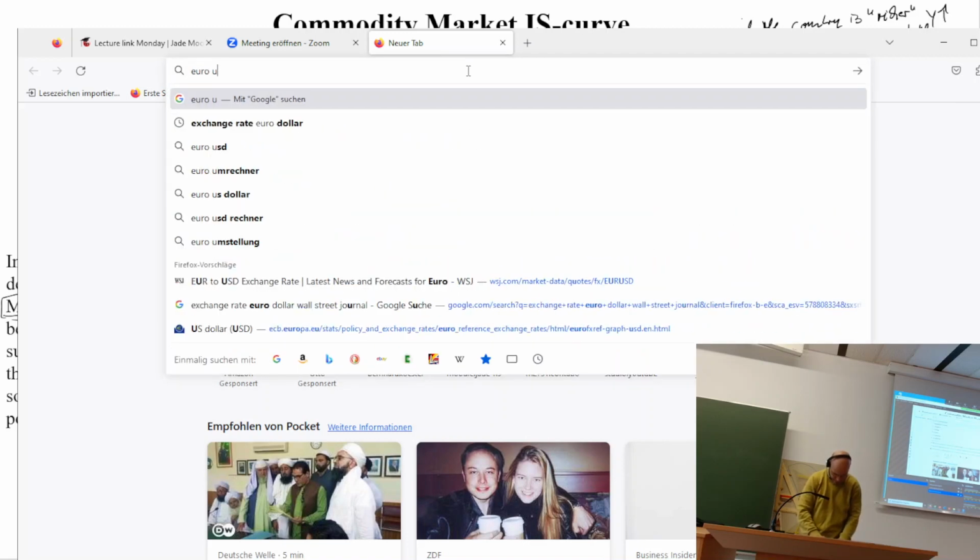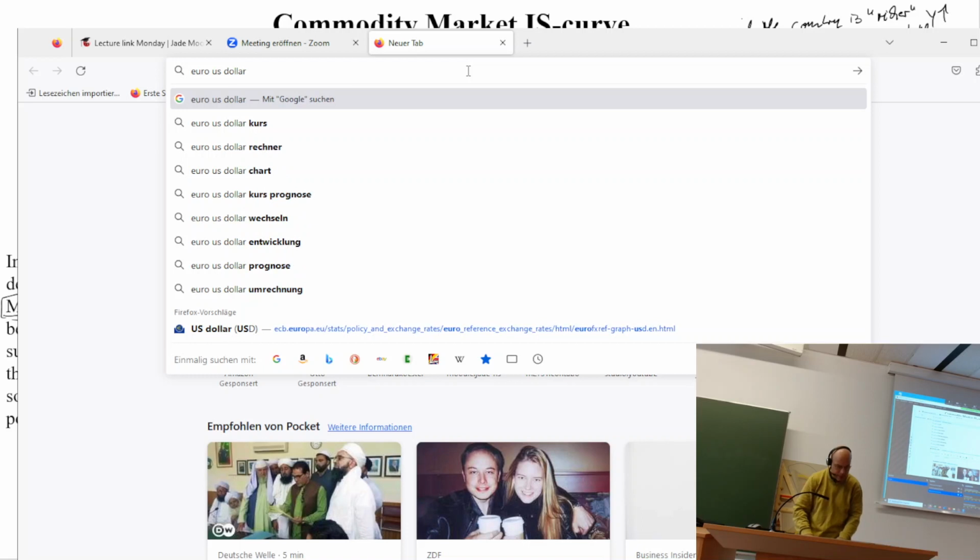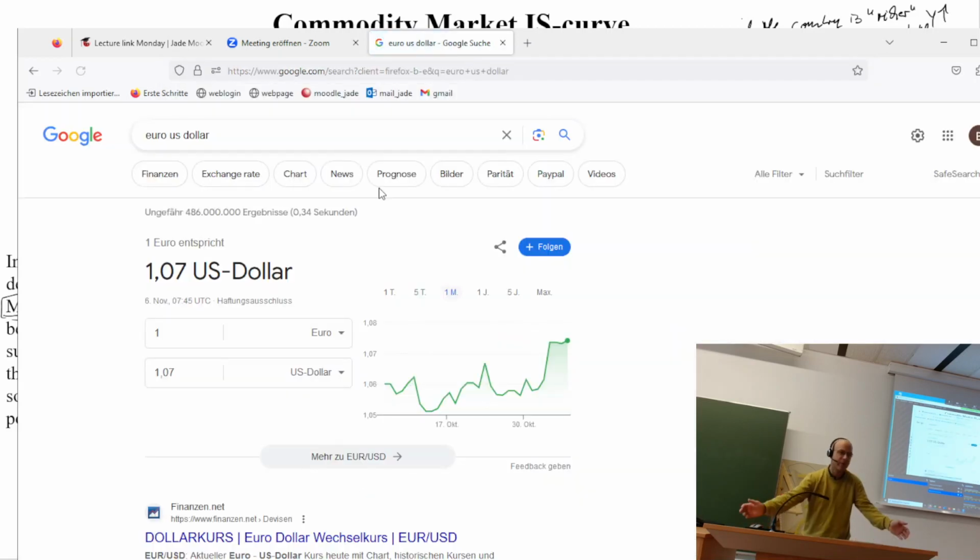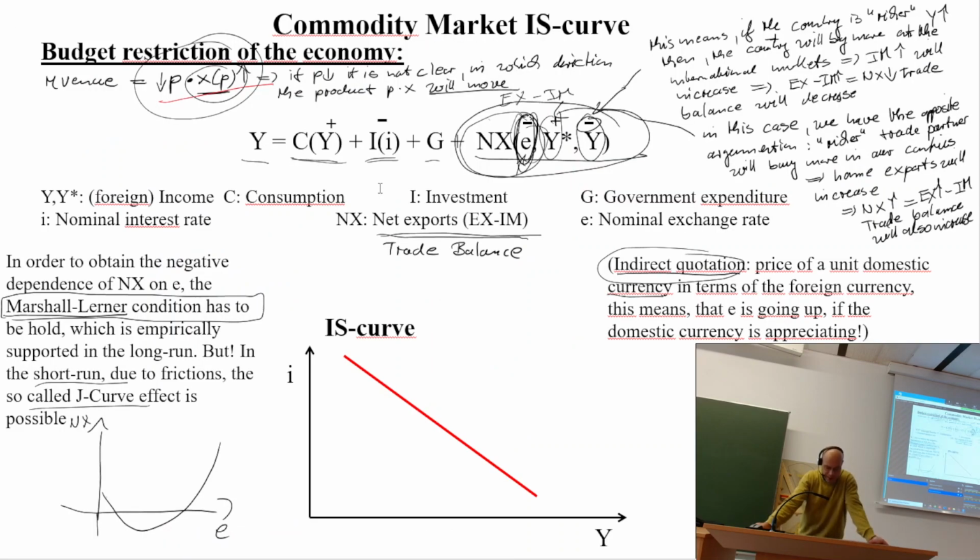Euro, US dollar 1.07. So indirect quotation means we are judging the price of a unit of domestic currency in terms of the foreign currency. So for 1 euro you have to exchange 1.07 US dollars.